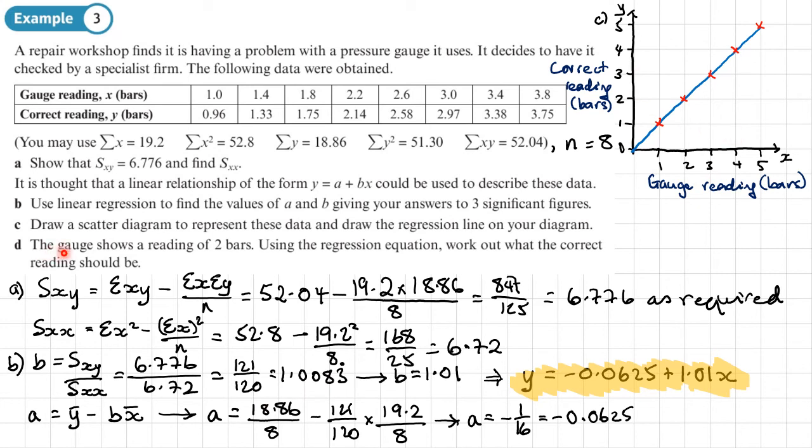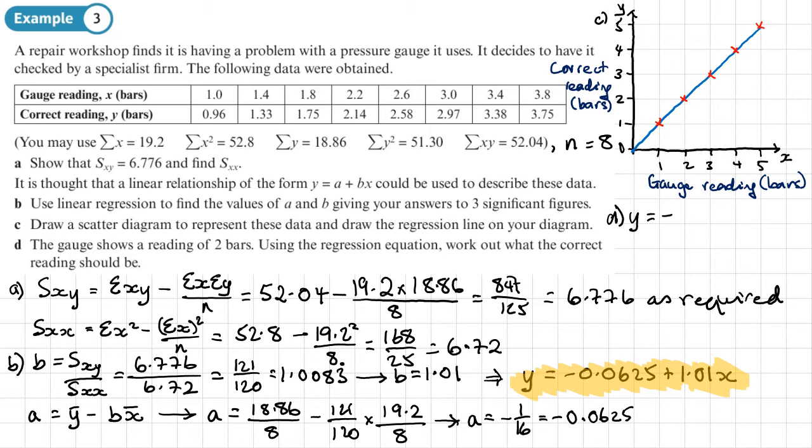So now we'll move on to part D. The gauge shows a reading of 2 bars. Use the regression equation to work out what the correct reading should be. So this is just a matter of substituting into our equation. So we've got this reading down here, which is the gauge reading of 2. So that's our x value.